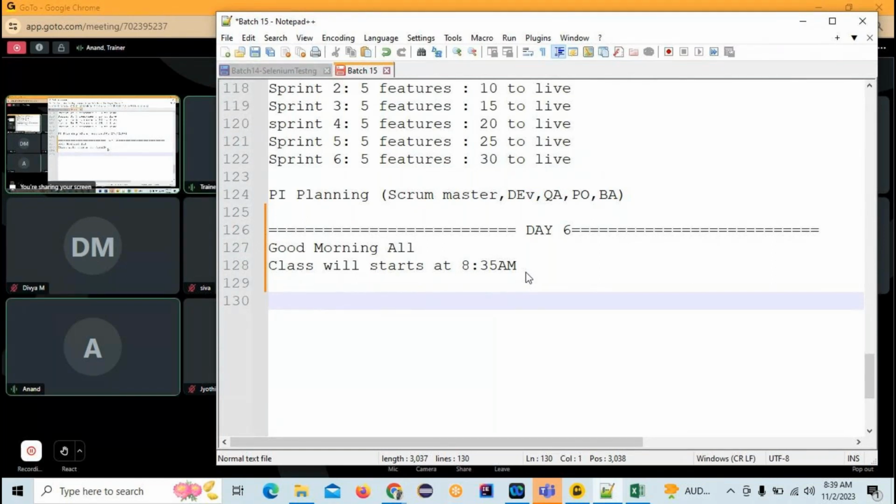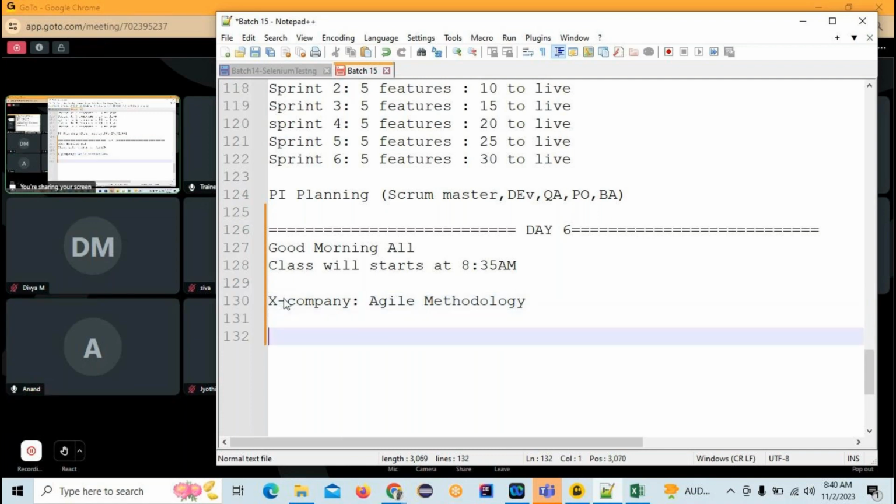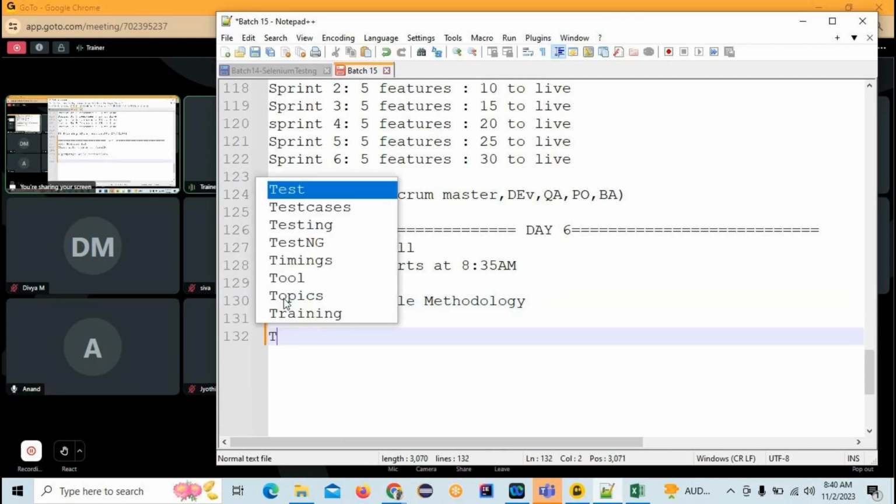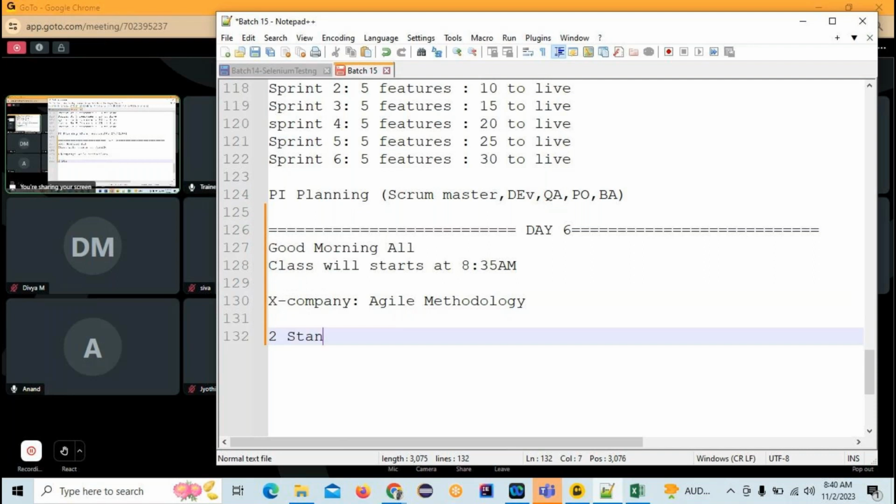For example, if you got selected for any company as a test engineer, and that company is using the agile methodology, what will be the flow? Consider that you got selected for X company. I'm giving an example. You can replace that X with TCS or Capgemini or Cognizant, whatever you want. If that company is using agile methodology, every day you have two stand-up calls.